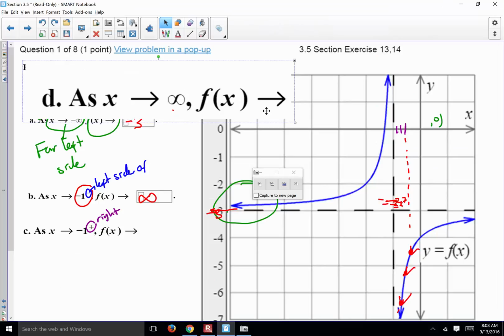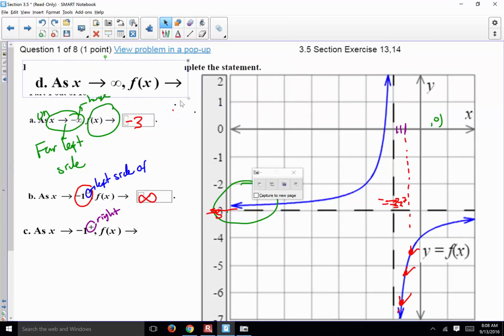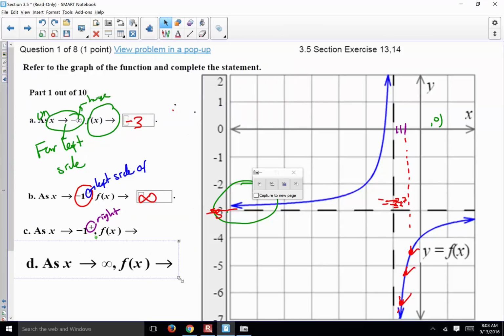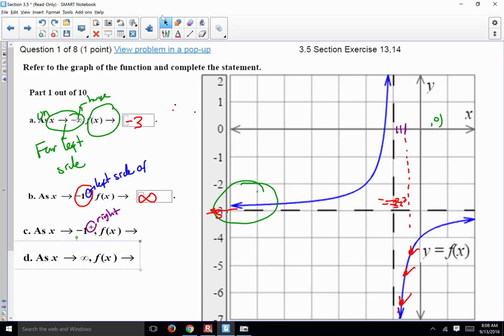Alright, I see x is going to infinity. What does that mean? X is not going to a number, or to the right or left of a number. It's just straight infinity. This means, translation, negative infinity means far left, positive infinity means far right. Where does your function approach on the far right?